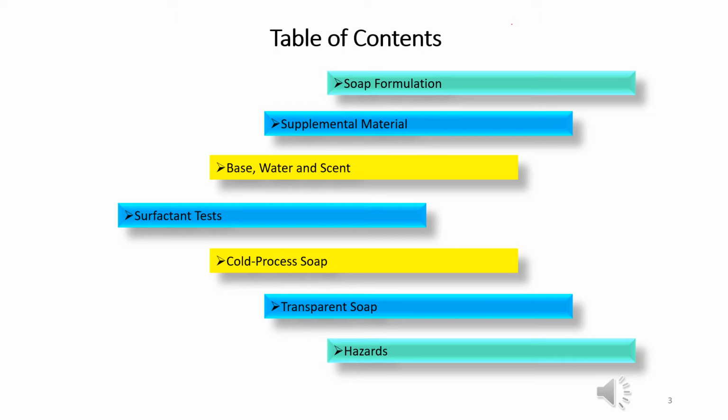So in this lecture you will learn about the formulation of soap, how soaps are produced, which are the supplemental materials which are required in the making of soap, how base water and scents are added in the formulation of soap. After the formulation of soap, there are certain tests performed. The surfactant test is performed to check the effectiveness of soap.